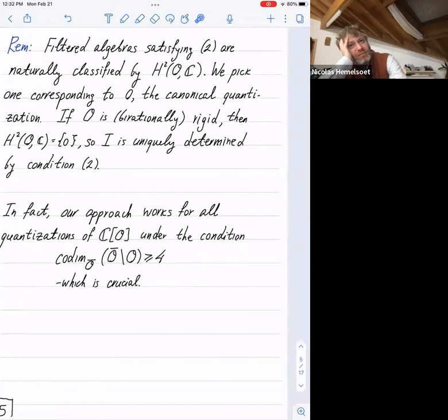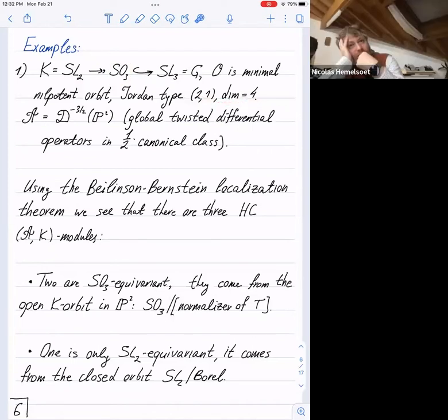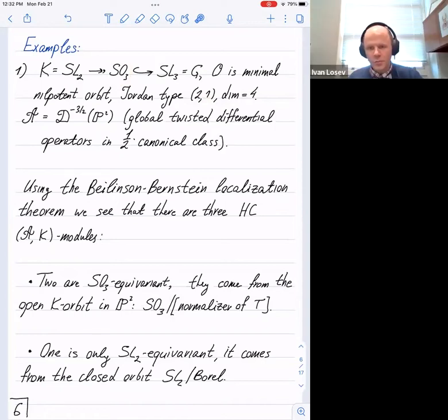All right. Let me give you some examples. So let me pick G to be SL3. And let me pick K to be SL2, which surjects onto SO3 inside of SL3. And let me pick the minimal nilpotent orbit. The Jordan type is going to be 2, 1. Okay. And the dimension is going to be 4. Then the closure admits a resolution, which is T star of P2. And all quantizations are global twisted differential operators on P2. I want to pick the canonical one, and that's global differential operators with coefficients in 1/2 of the canonical class. The canonical class is O(-3). So I twist by -3/2. Okay.